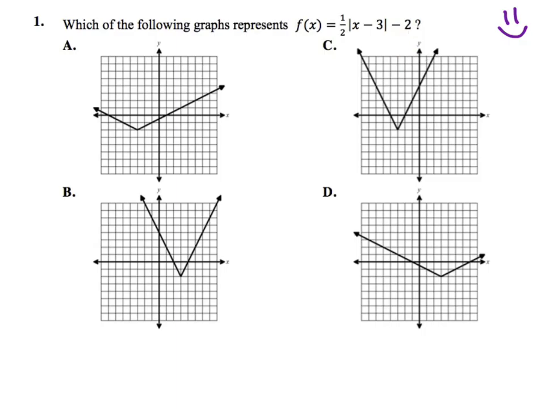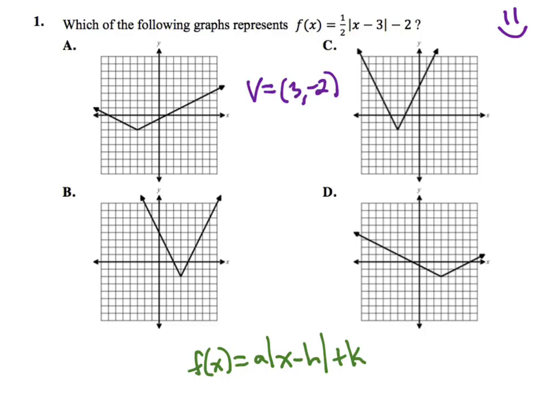As a review, this looks like vertex form, right? And sure enough, here's vertex form, or HK form. F of x equals a times the absolute value of x minus, that's important, minus h plus k. So if we look up here, what is h? H is positive 3, because we're subtracting h. H is positive 3, and k is negative 2, because we're adding k. K is negative 2. So that gives us a vertex of 3 comma negative 2.